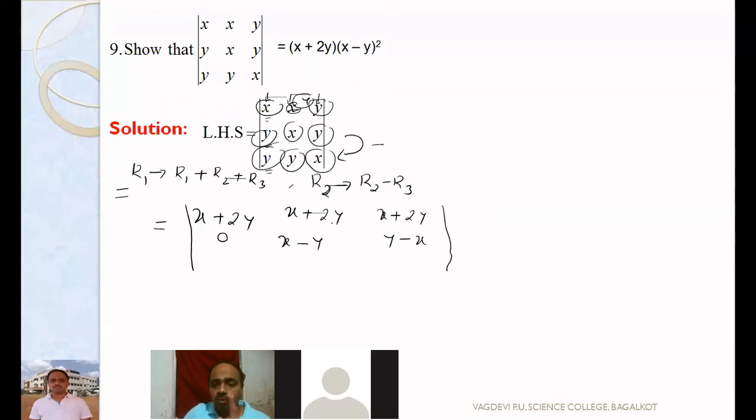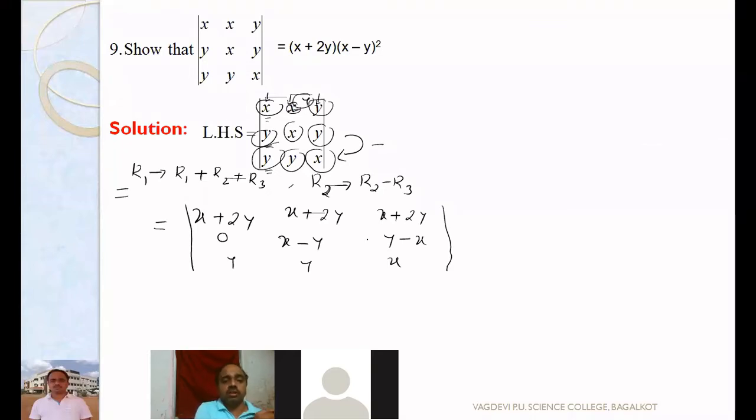So only two rows you can change in one step. You cannot change all the rows. So the third row must be as it is, y, x. Is it clear? Only two simple operations I have done. One, add all the rows, R1 plus R2 plus R3. And second is R2 minus R3. R2 minus R3, what is the reason?